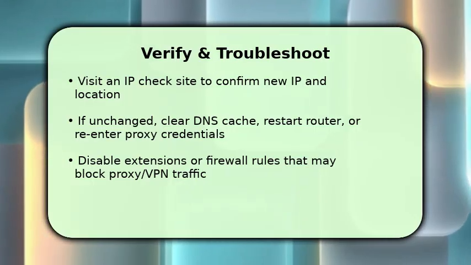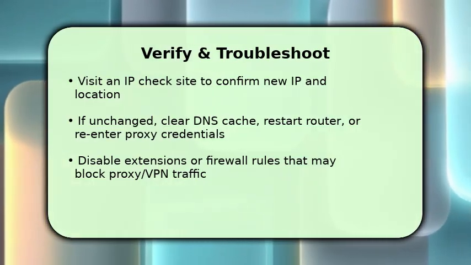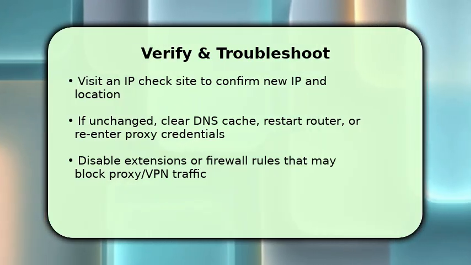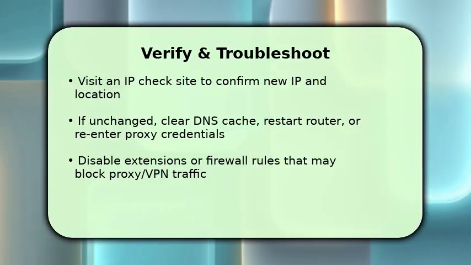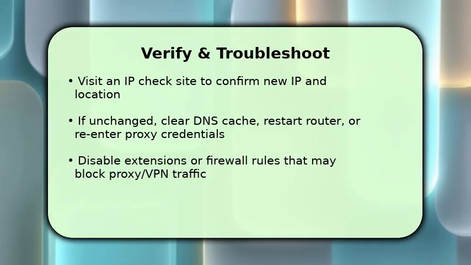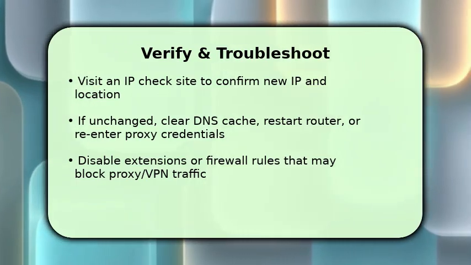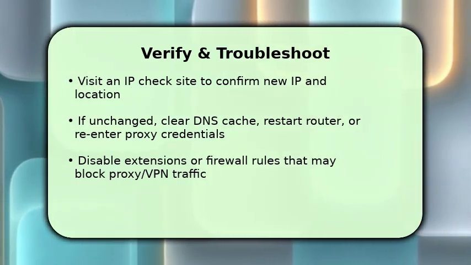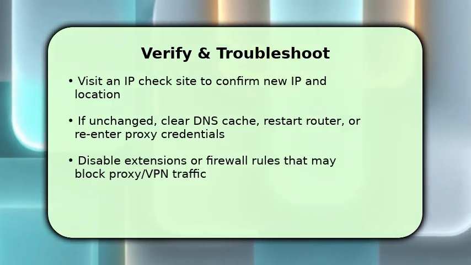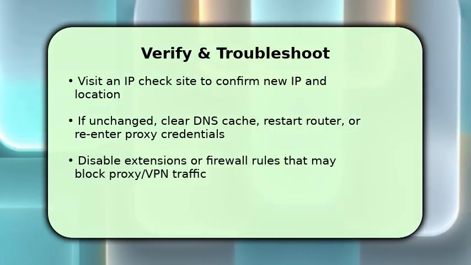If the IP hasn't changed, make sure you cleared Firefox's DNS cache and restarted the browser. Also try rebooting your router and re-entering proxy or VPN credentials. If problems persist, disable conflicting extensions or firewall rules that might block proxy traffic, and switch between SOCKS and HTTP proxy types to test. One key tip: temporarily disable.